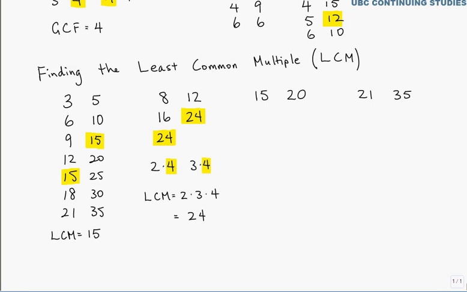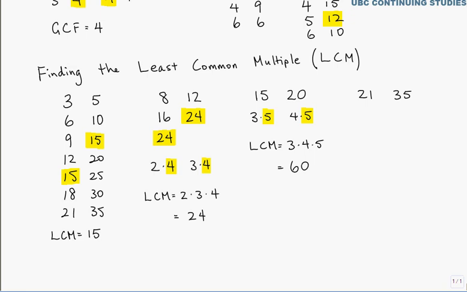So let's try this technique for 15 and 20. The GCF is 5, so we can write 15 as 3 times 5, and we can write 20 as 4 times 5. So there's your GCF. The lowest common multiple simply has all of those factors. 3 times 4 times 5. So 3 times 4 is 12, 12 times 5 is 60. The least common multiple of 15 and 20 is therefore 60.